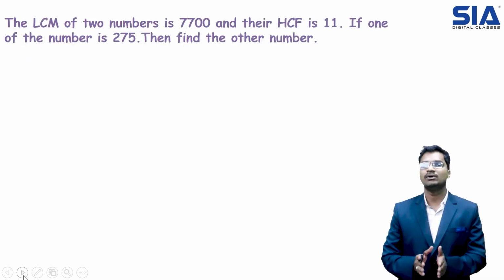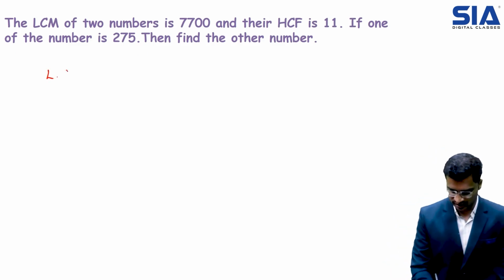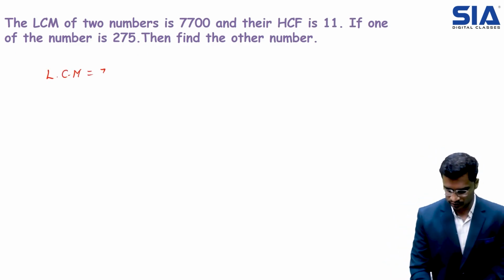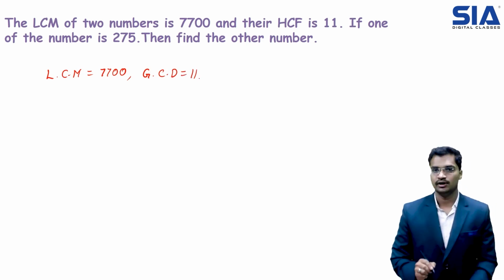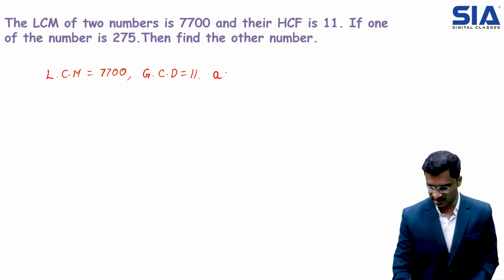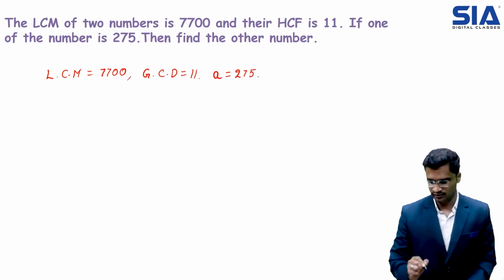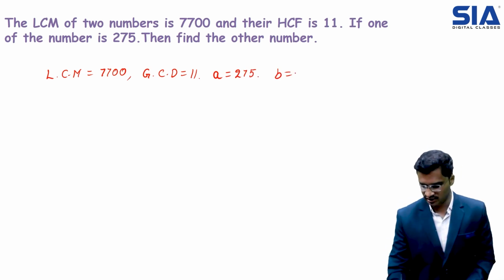The LCM of two numbers is 7700. So here the given LCM is equal to 7700 and the HCF or GCD is equal to 11. Next, one of the numbers, let us assume the first number is A, is 275. What I have to do is find the other number, the number B.